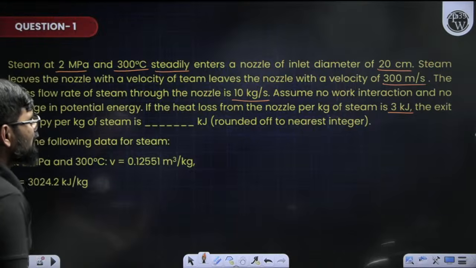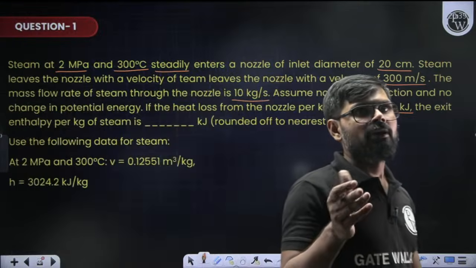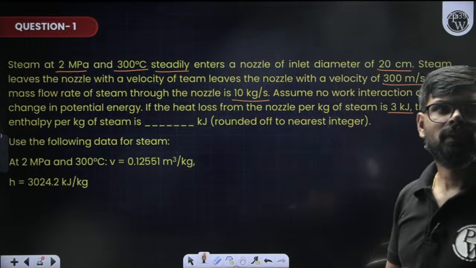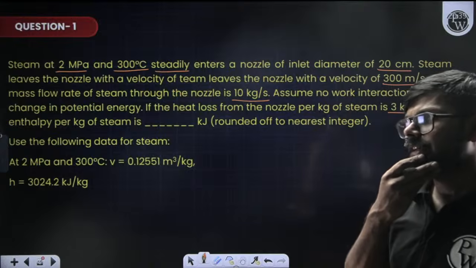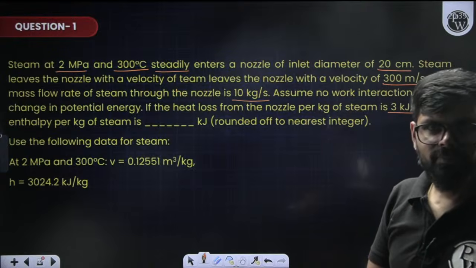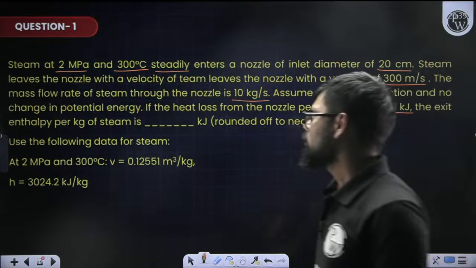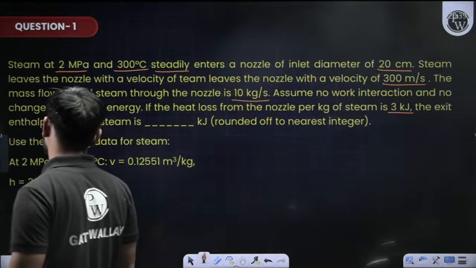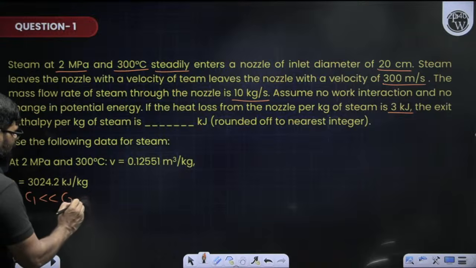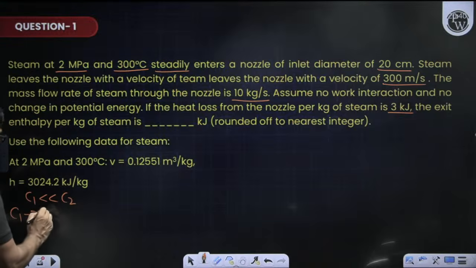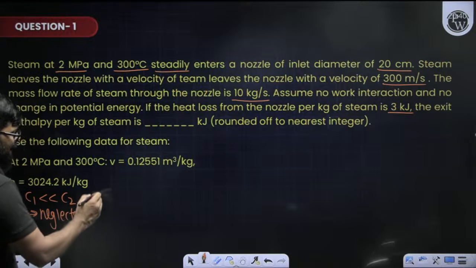Not required. Generally, whenever initial velocity is not given, it means the initial velocity is very small and you can neglect it. Here we assume C1 is very much less than C2, so C1 is neglected. Okay, mass flow rate is given.